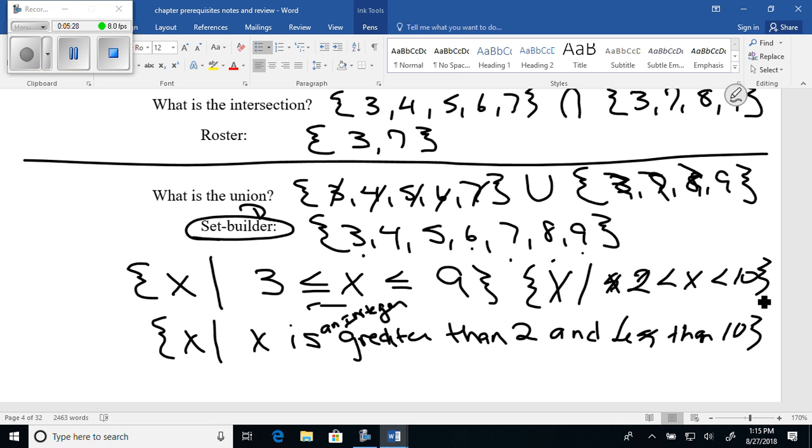How about X is an integer between 2 and 10? Sure, totally works. Lots of ways to write this. You could all write it differently, but as long as it describes that set of numbers. Set builder. Are we there? Got it. Okay. Step 3.